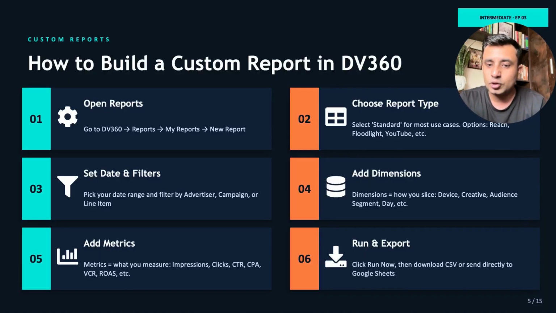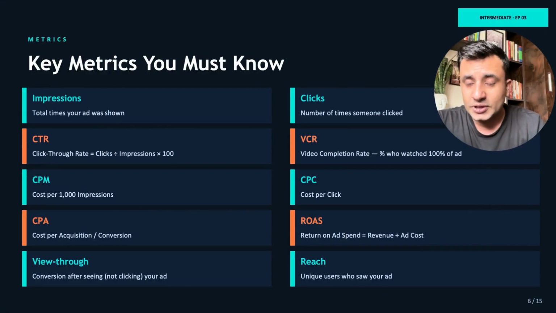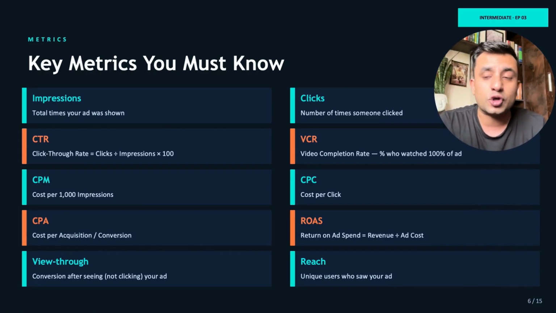And then finally you run and export, click on run and then download the CSV file or send it directly to the Google Sheets. Whichever way is easier for you. The key metrics you must be knowing. First one is impressions. Impressions is total times your ad was shown.